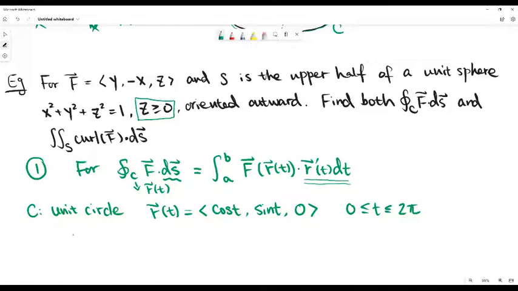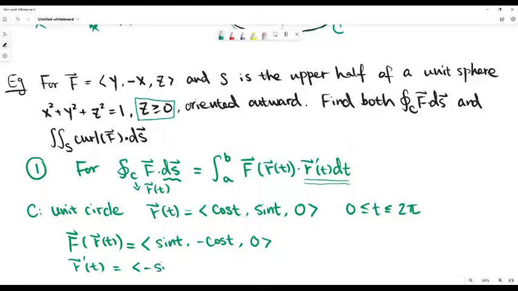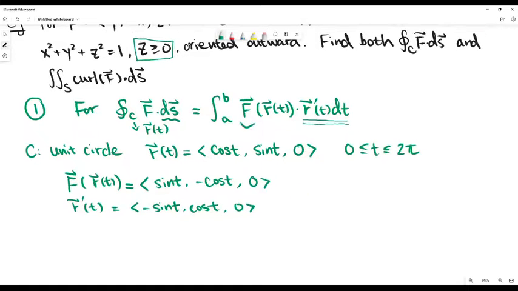Once you have this, the rest is just the same as what we have been doing before, right? I plug my r into my F, so y is sine t, negative x would be negative cosine t, and we know z is 0. I need my r prime, which is: the derivative of cosine t is negative sine t, the derivative of sine t is cosine t, the derivative of 0 is 0, and then by our definition, we need to do a dot product, right? So compute the dot product between them.